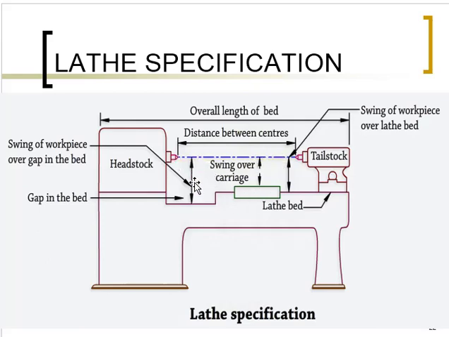And here again, this is the swing of the workpiece over the gap in the bed. Here there will be some gap in this lathe bed actually. The entire thing is the lathe bed. There will be a gap in the lathe bed. Whenever there is a gap, here we can fix a workpiece of somewhat larger diameter than here actually, because we have some gap here. So this will tell you swing of the workpiece over the gap in the bed.